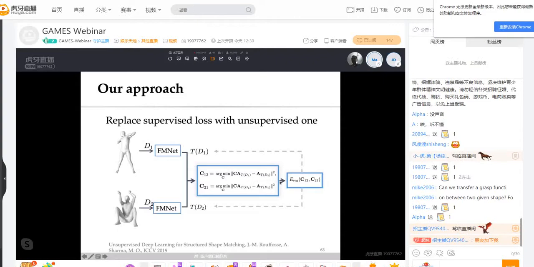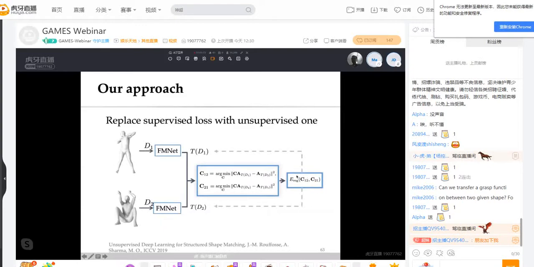Once we have these two functional maps, we impose some penalty on them. This is what we call E-reg, the regularization penalty on this pair of maps. And this penalty is differentiable. So then we backpropagate this loss back to the computed descriptors and then backpropagate to the weights of the network. So this is a very simple pipeline. The whole trick or the whole difficulty lies in this step.